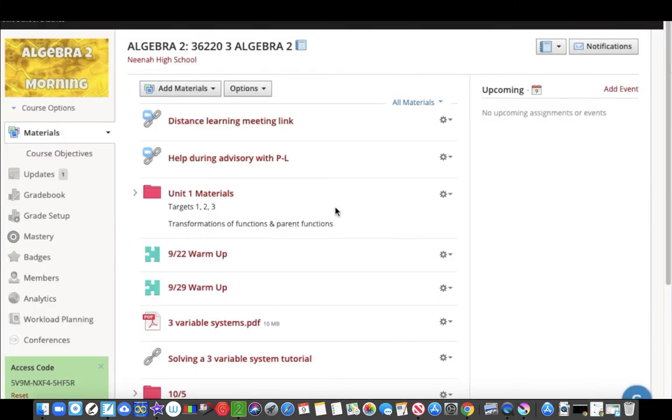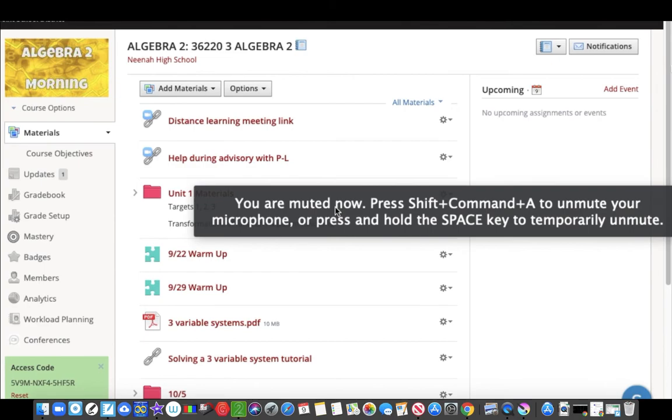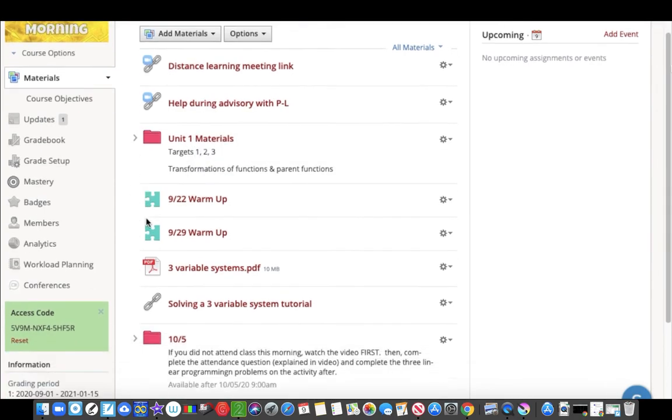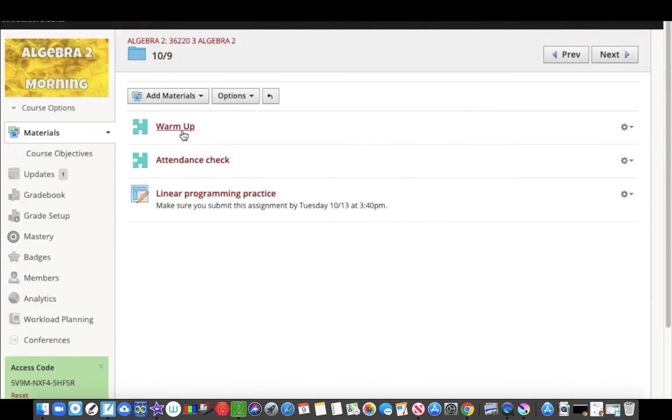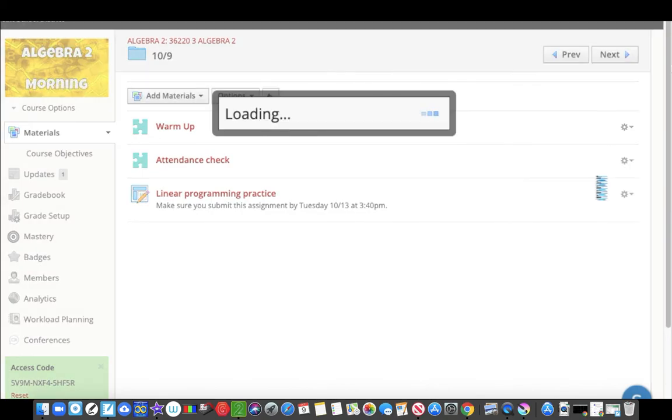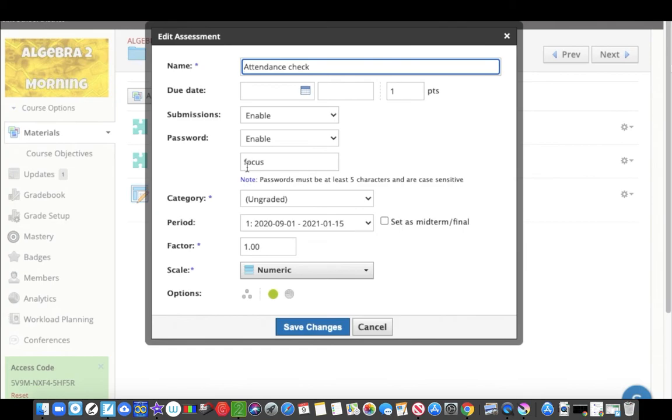All right, so you do have some practice to end the day here. If you go to 10-9, the folder that's labeled for today, first of all, make sure you have your warm-up and your attendance check done. The password on the attendance check is focus. So when you go in there, make sure you have that typed out correctly.